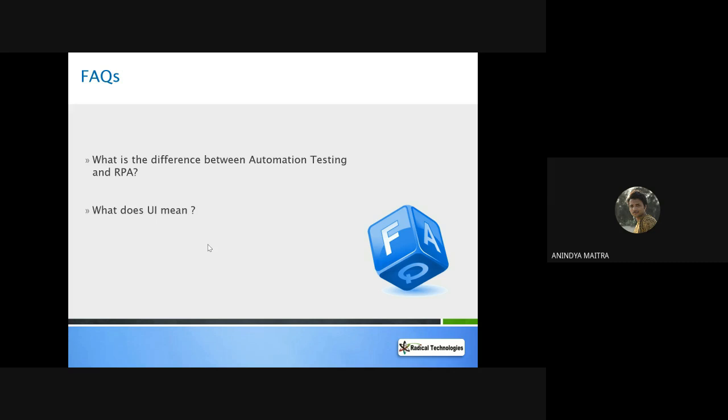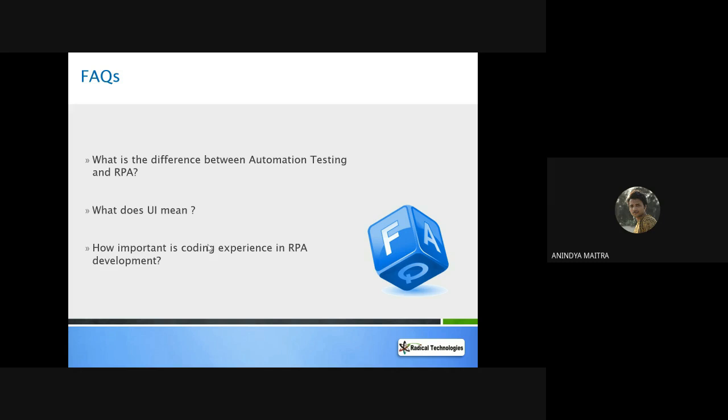The next question can be, what is this UI in UiPath? UI means user interface. So user interfaces are the applications where the robot acts, where the robot has to do some work.